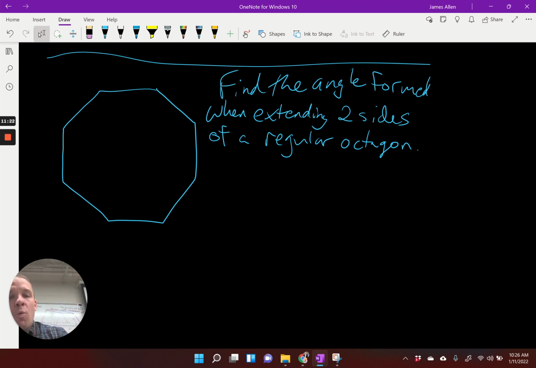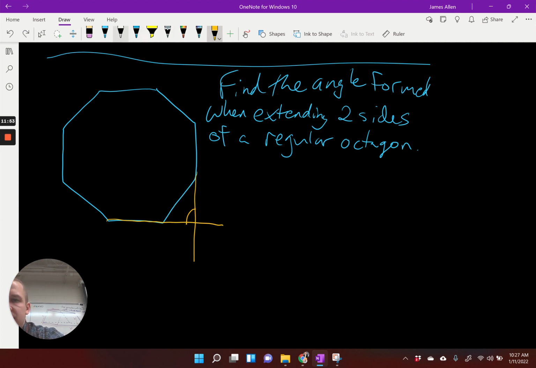Okay. Find the angle formed when extending two sides of a regular octagon. All right, so it could be any pair of sides, but since it's not specific, I'm going to go with this side here, this side here. And then what's this measure going to be right here? Okay, that's what I want to find out. I drew them a little long, but whatever. Well, how could I go about this? It looks like I have a triangle right now, right? I have this triangle right here.